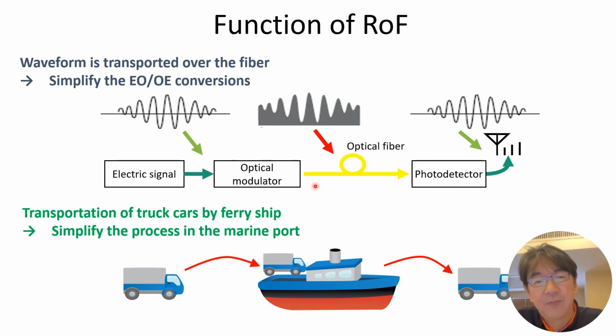But if we can configure transparent waveform transfer, we can place the required signal processing function anywhere you want. This is the most important function of radio over fiber. Here is an analogy by the transportation of the truck cars by the ferry ship.